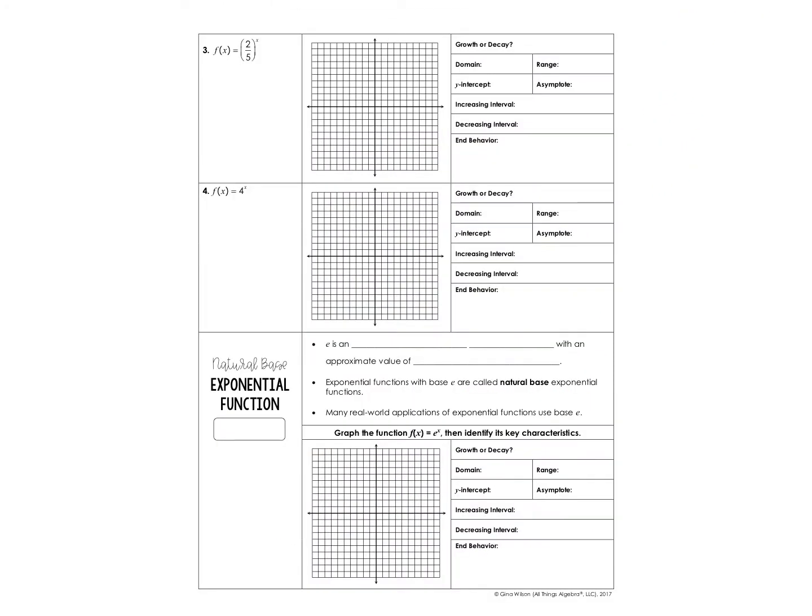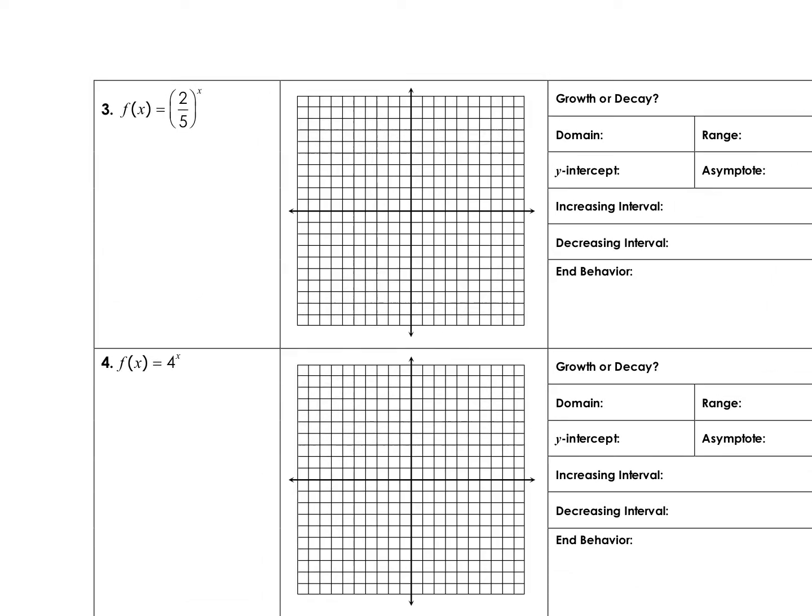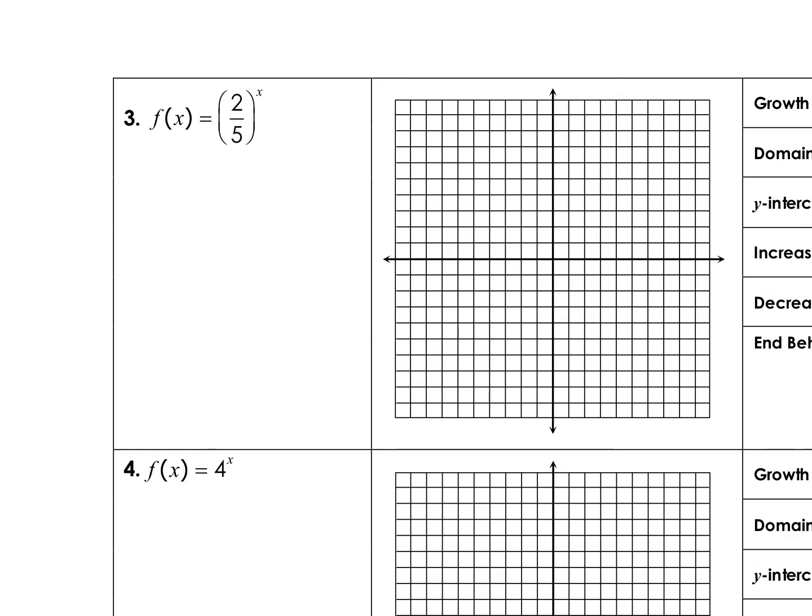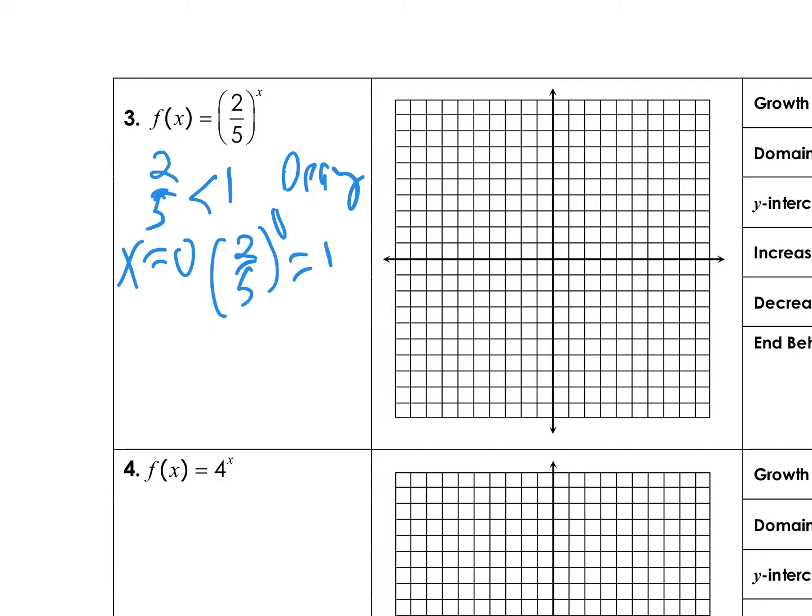Let's move on. Got a couple more here. Not very exciting. It's not exciting at all. 2/5 is still less than 1. Therefore, it's still a decay. When x is 0, 2/5 to the 0 is still 1. So 0, 1 is still, again, an ordered pair. Since it's a decay, we know that this function is going to go down to the right. As it goes to the left, we know it's going to go up.